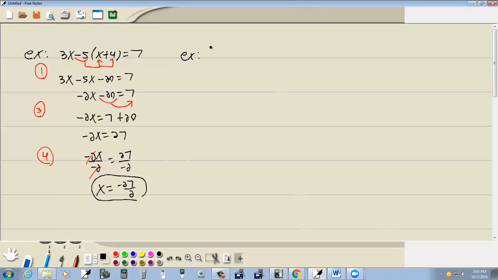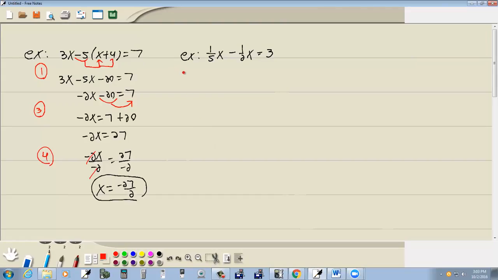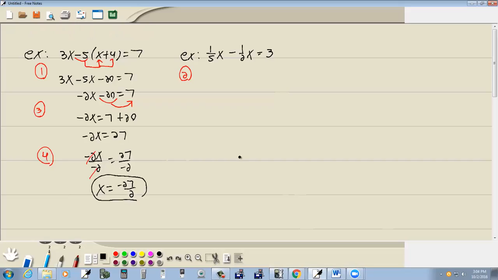Now let's take a look at one with fractions. 1/5 x minus 1/2 x equals 3. Step 1, get rid of parentheses. We don't have any. Step 2, get rid of fractions. Multiply everything by the LCM of all the denominators. We got two denominators, 5 and 2, so our LCM would be 10. So we're going to multiply everything by 10.